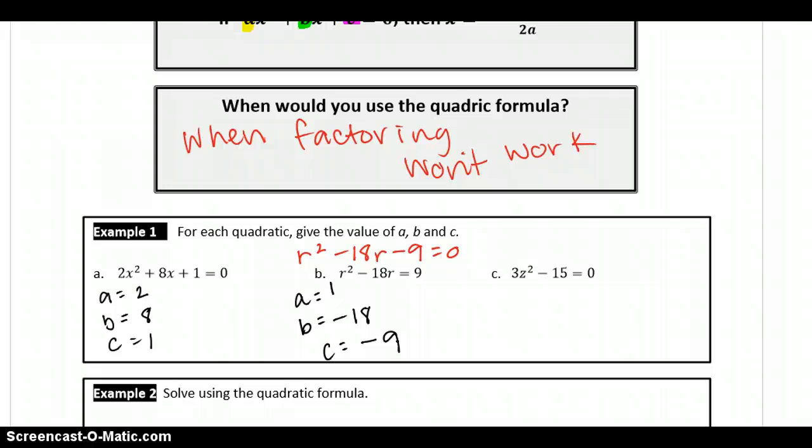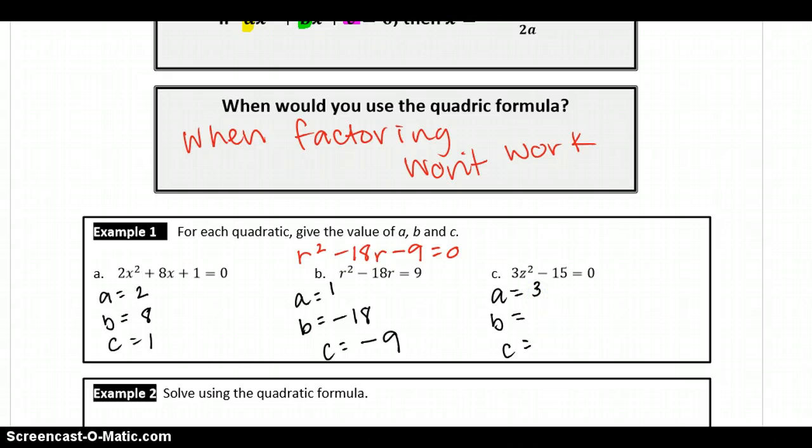Okay, last one, part C. We have 3z squared minus 15 equals 0. It's already equal to 0. That's what we wanted, right? Okay, so let's find our a, b, and c. A is the number in front of x squared, or in this case z squared. So what's my a? 3.